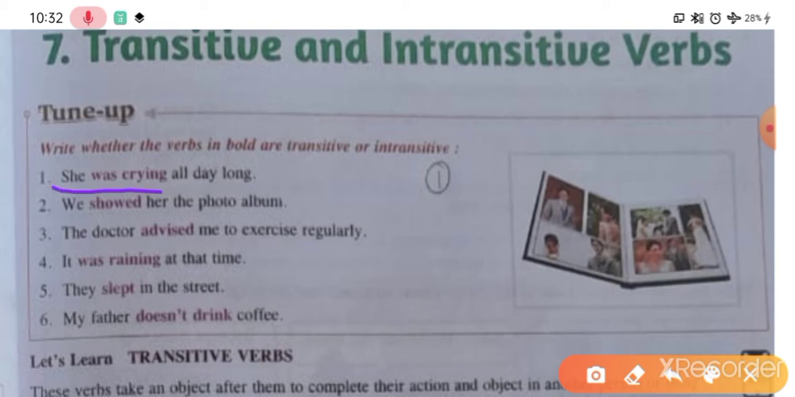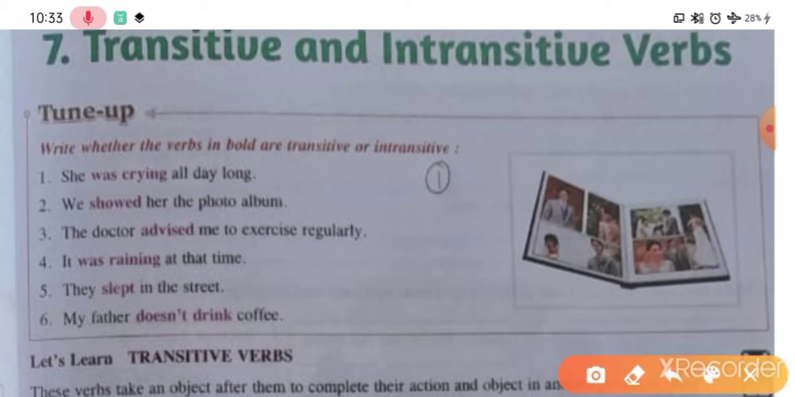She was crying all day long. Is there any object in the sentence? All day long is not an object. It is an adverbial phrase that tells how long she was crying. But there is no object in the sentence, so the verb crying is intransitive.